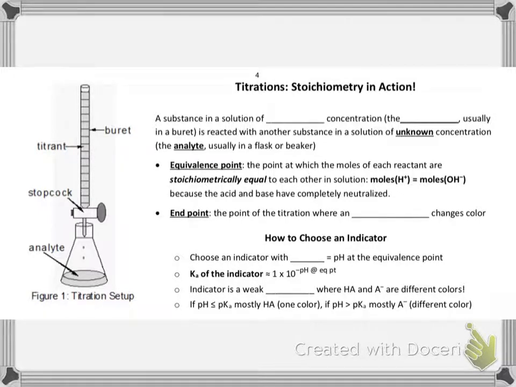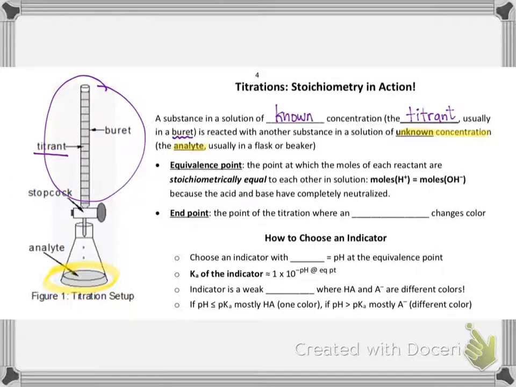Let's talk about titrations, stoichiometry in action. In a titration, a substance of known concentration, the titrant, which is found in the burette, is reacted with another substance of unknown concentration, the analyte. In general, we titrate until we reach the equivalence point.